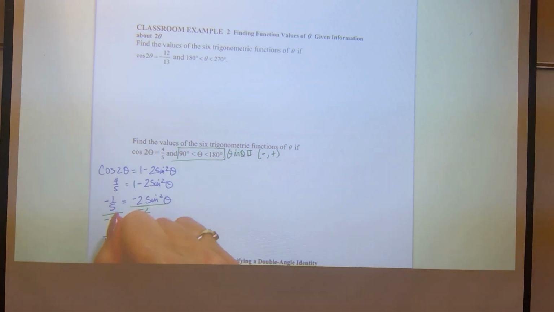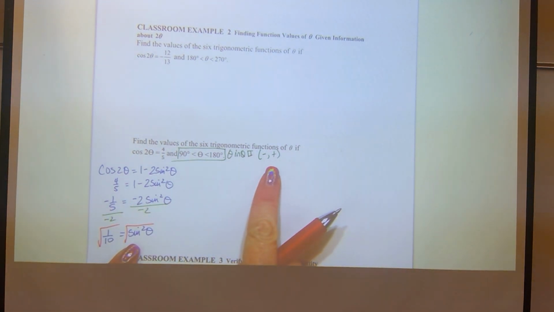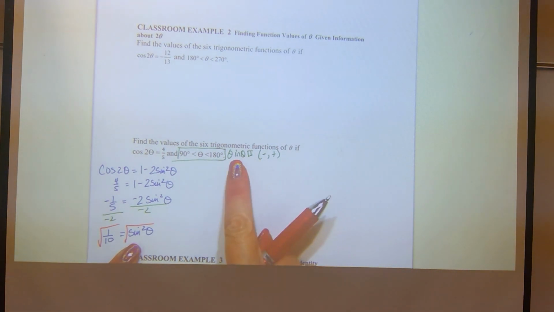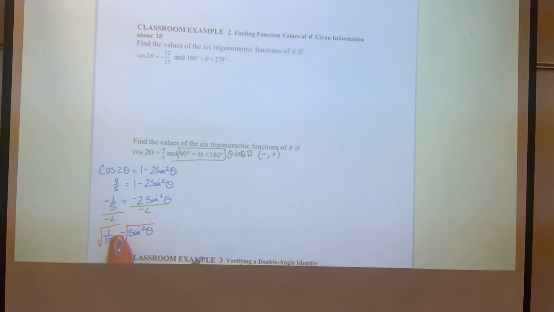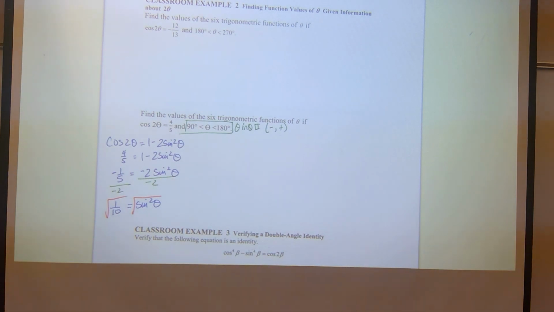And then I'm going to take the square root of both sides to solve. When I take the square root, I need to know, well, we're in quadrant 2, sine is going to be positive, so I leave that like that. Square root of 1/10, I need to rationalize, and I get square root of 10 over 10 as my sine of theta. Sine of theta is my first step.